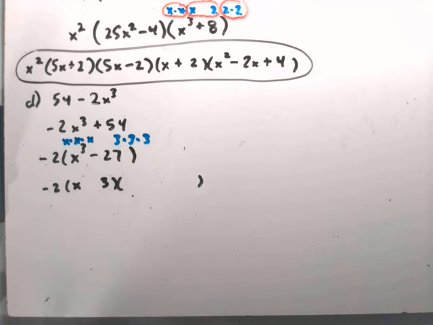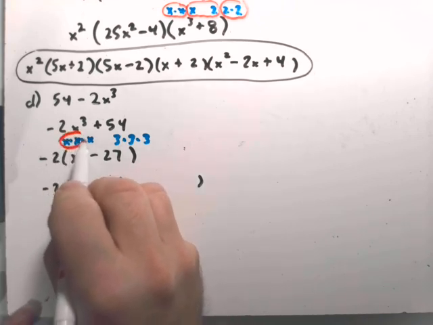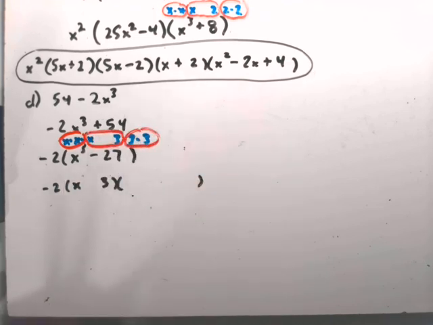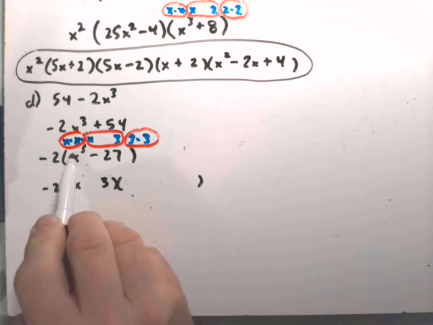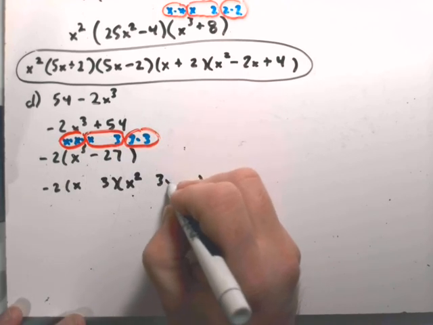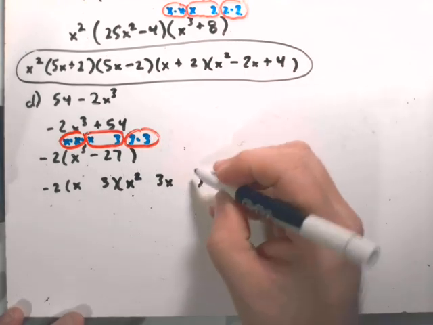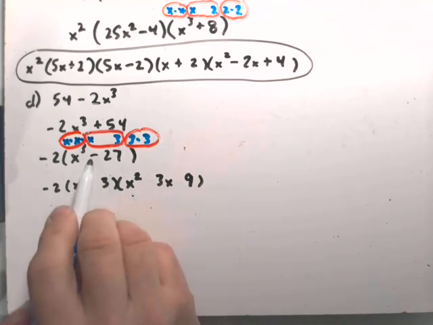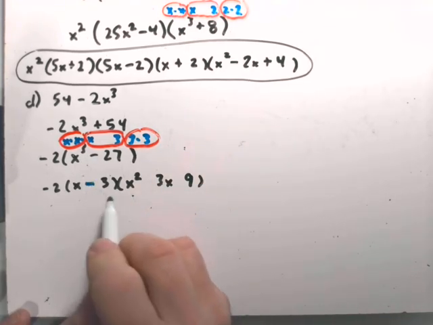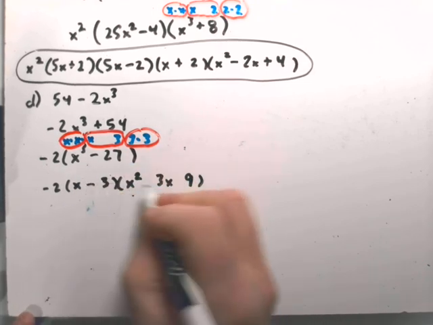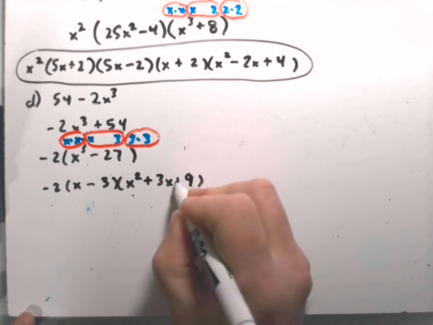When I pair these up from left to right, we have an x times x, an x times 3, and a 3 times 3. X times x gives us x squared, x times 3 gives us 3x, and 3 times 3 is 9. And then using that SOAP pattern, our original here was a subtraction, so same is subtraction. Opposite, and then always positive.